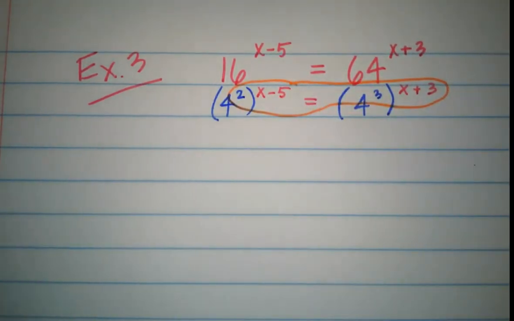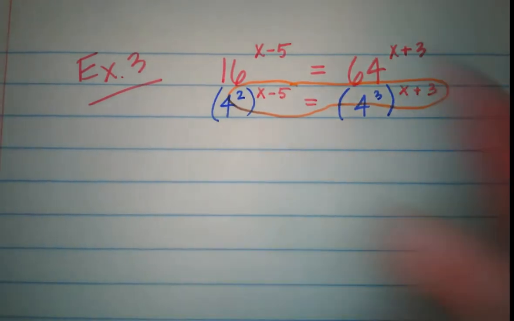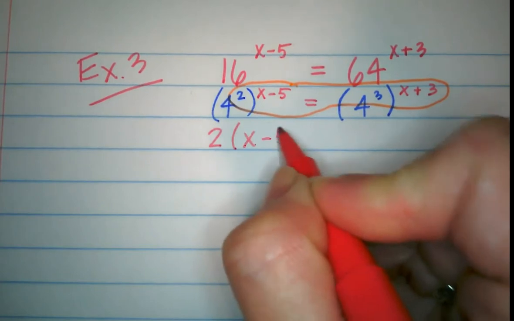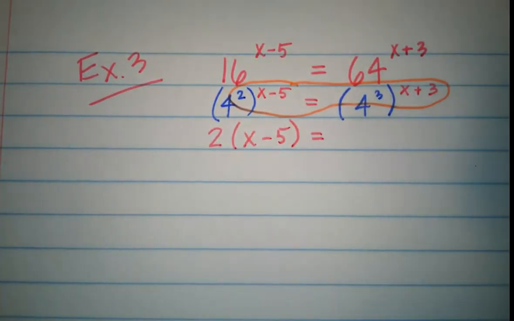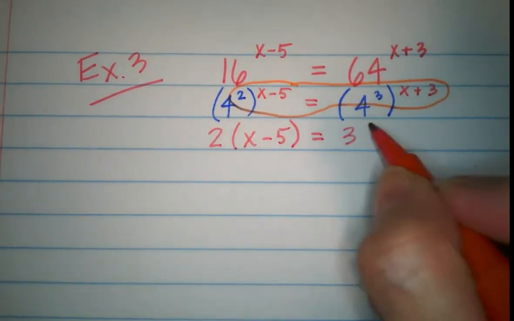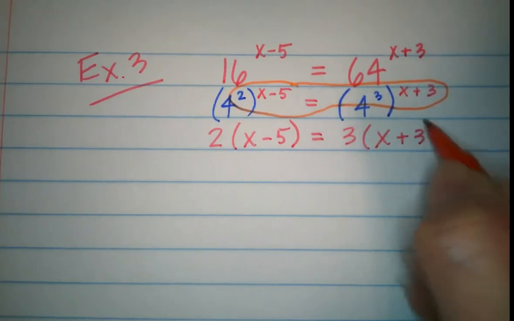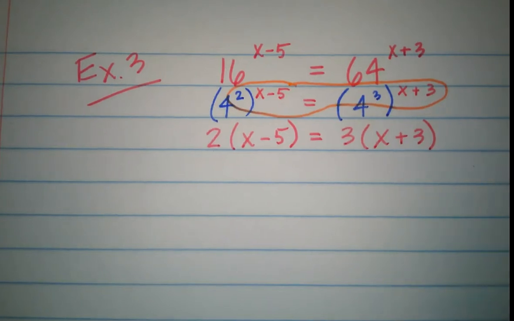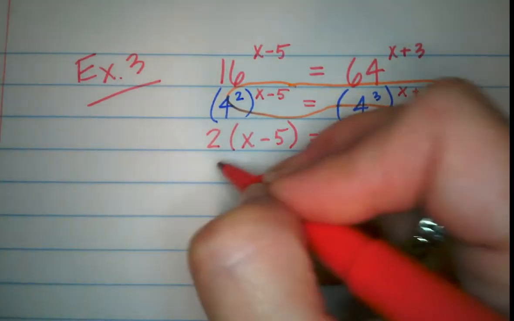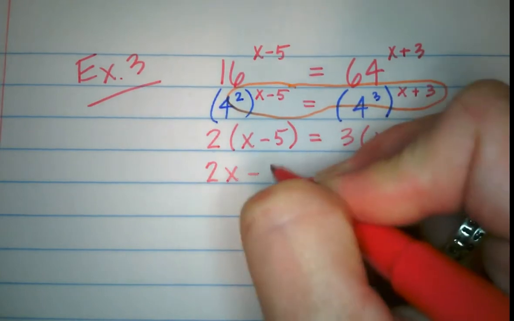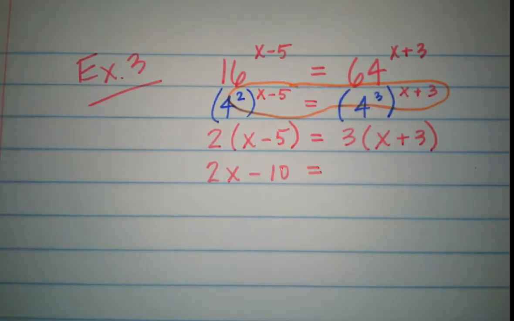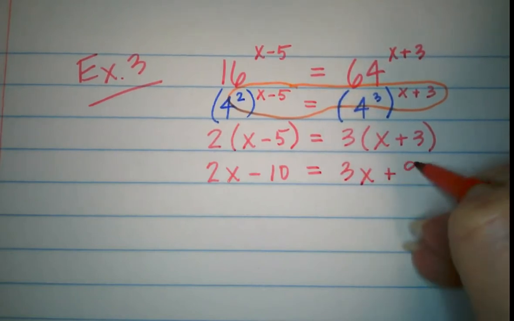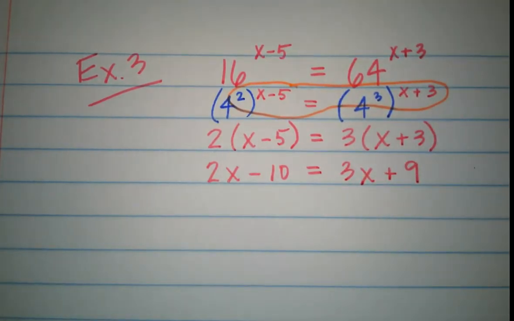All right, now this one looks a little bit weird, but on this side we have 2 times x minus 5, and on the right side we have 3 times x plus 3. So what we need to do here is some distributive property. So left side should be 2x minus 10. Right side should be 3x plus 9. So now we just need to solve.